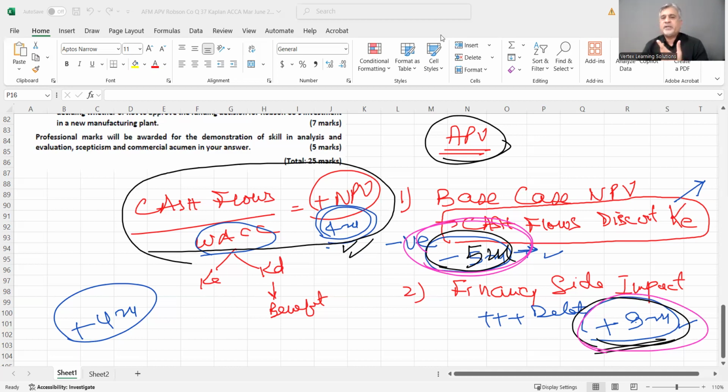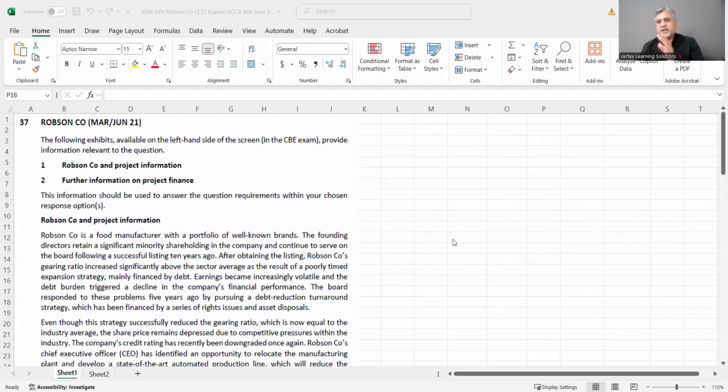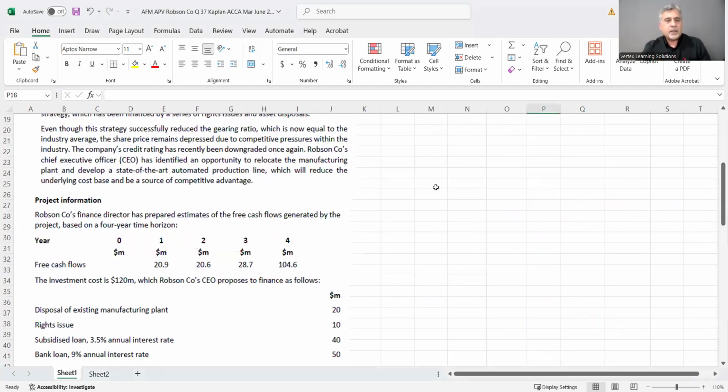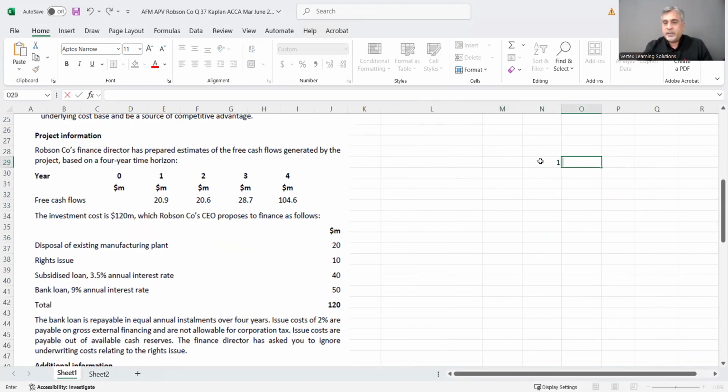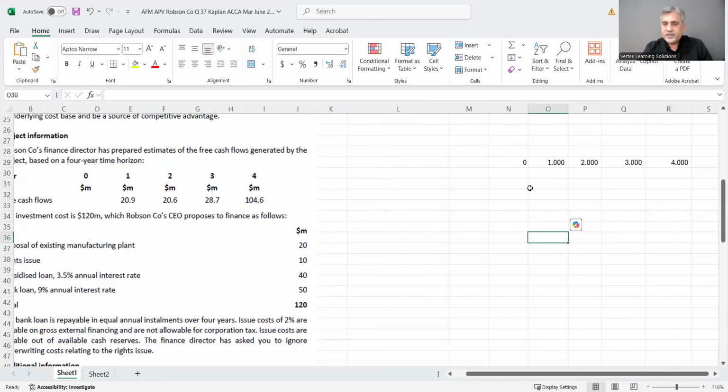Now we need to do the calculations. Calculations are rather very simple. Let me just put it here. Let's put it like this. Year zero, year 1, 2, 3, 4.